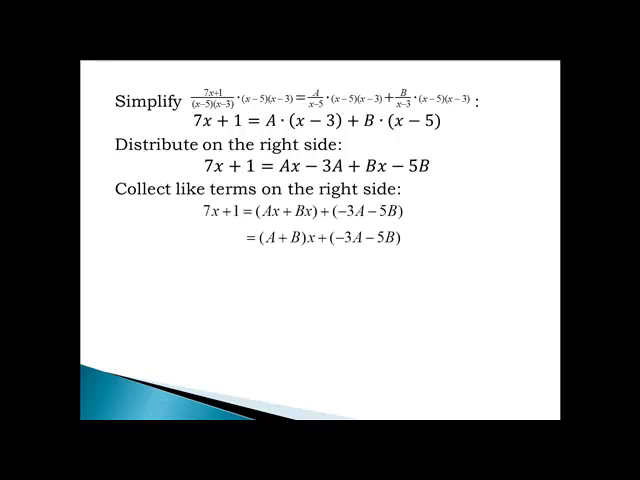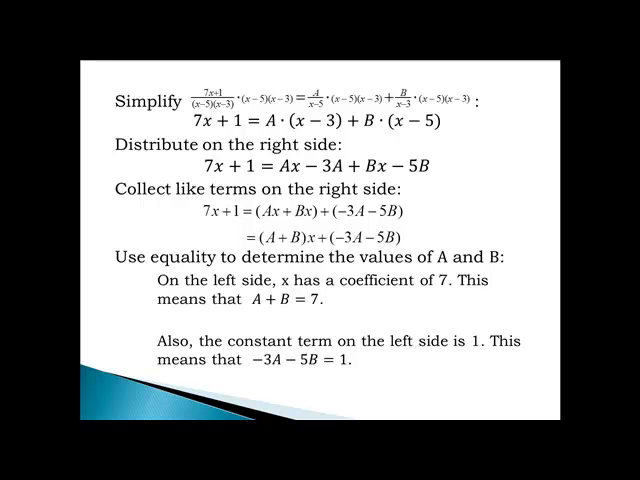Collecting like terms on the right side, the terms with x's are like terms, and then the terms without x's, my constant terms, can be grouped together. Ax plus bx I put together, and then negative 3a minus 5b also go together. Because ax and bx both contain a factor of x, I can factor the x out and rewrite it as the sum of a plus b times x plus the constant term, negative 3a minus 5b. I'll now use equality to determine the values of a and b.